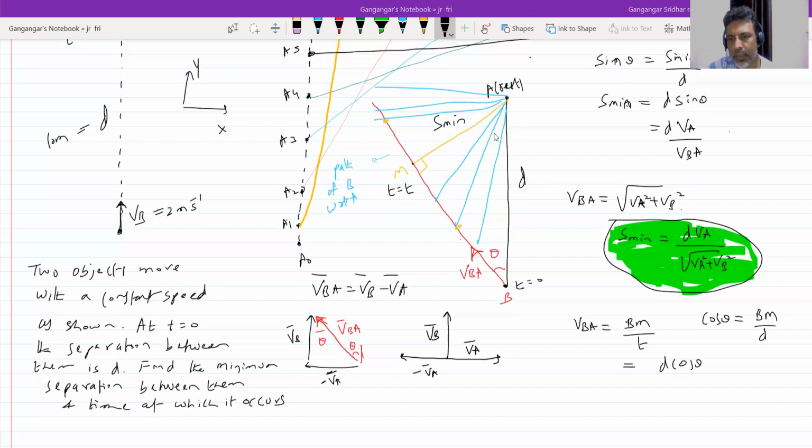So BM equal to, I'll substitute the value of BM. BM by VBA, let me keep as it is. So what is cos theta? Again from vector triangle, what is cos theta? VB by VA.